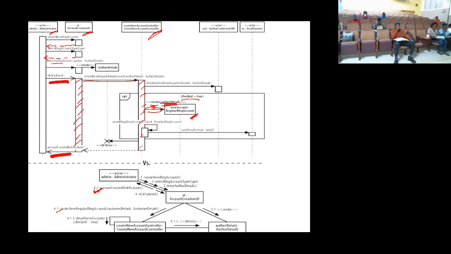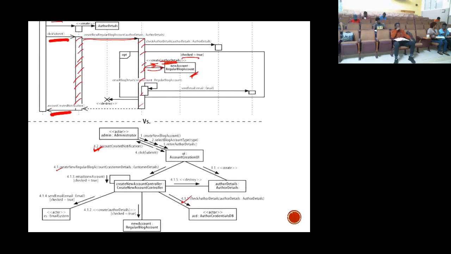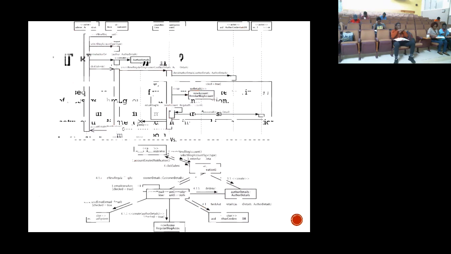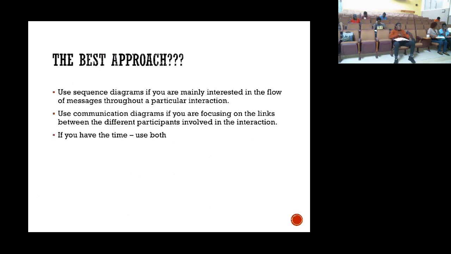And then sometimes you have another boundary class on the other end, and that boundary class can be something that handles persistence. Sometimes it's like a database manager. So for example, the author credentials database is a boundary class. So that is it for communication diagrams. I just wanted you to get a sense of what they're like.